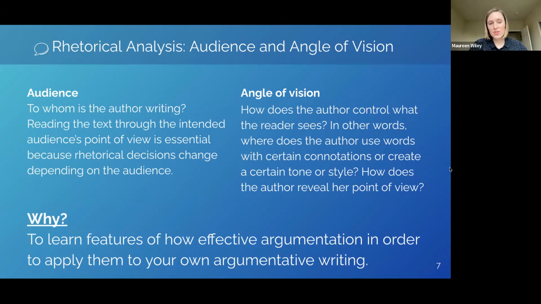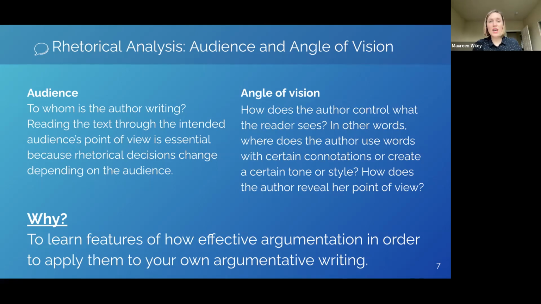And finally, the reason why we do this is to learn the features of how effective argumentation is created in order to apply them to your own argumentative writing. So during this exercise, we're really just looking at the author and their purpose and how they are conveying that to their audience. And then later, by studying the elements of how that argument is made, we can then apply it to our own argument building, in the same way that I mentioned an art student might study the great works of art or the great artists throughout history.